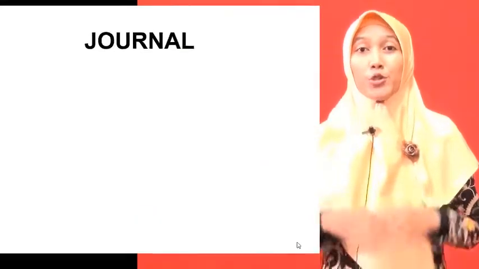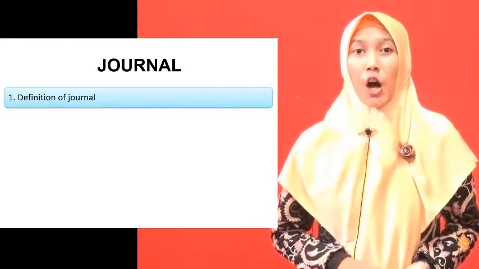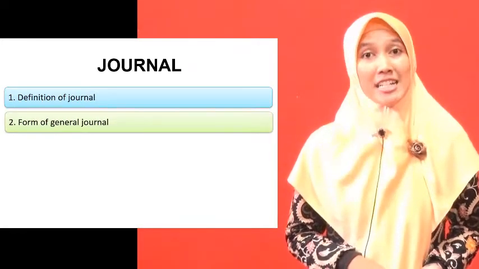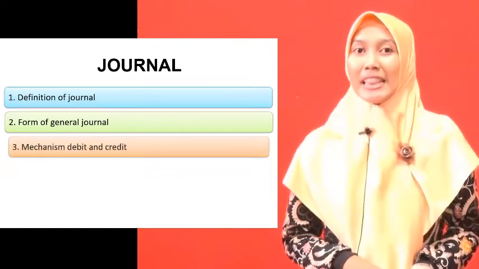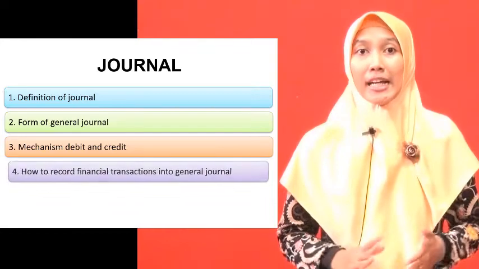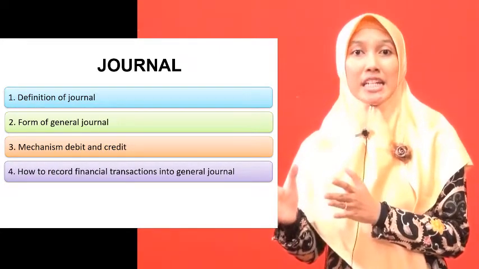Today, I will explain to you about journal. There are 4 points. First, definition of journal. Second, form of general journal. Third, mechanism debit and credit. And fourth, how to record financial transactions into the general journal.